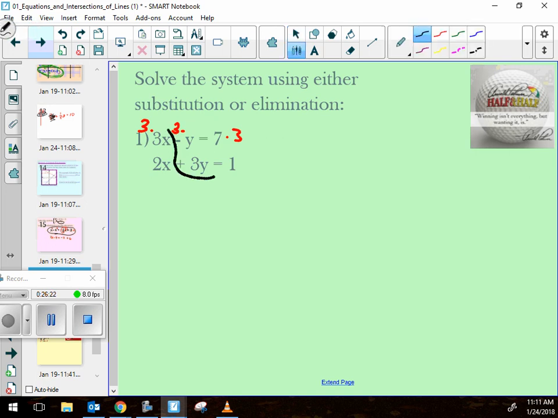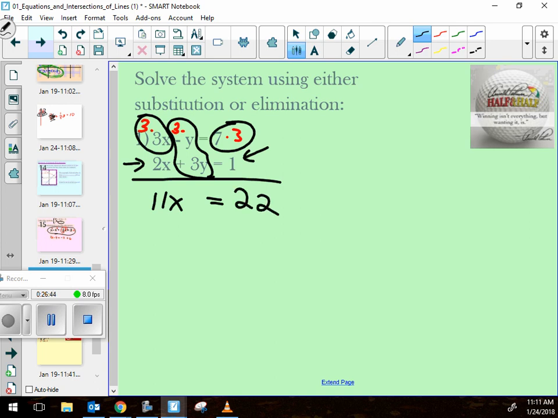Yeah, look at this. When I add them, do you get that it's going to make negative 3y on top and positive 3y on the bottom? So when I add them, those will disappear. And this is 9x, not 6x, we're timesing. 9x plus the 2x makes 11x. And 21 plus the 1 is 22. And if you can't solve that one, put you back to algebra 1.